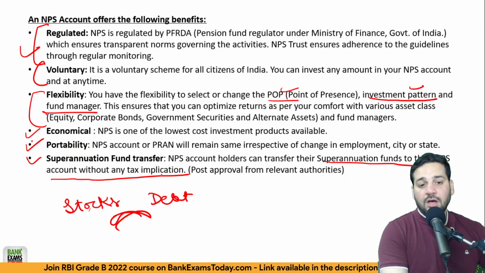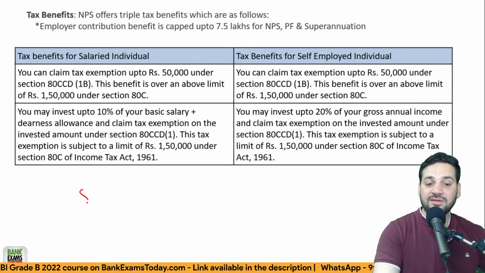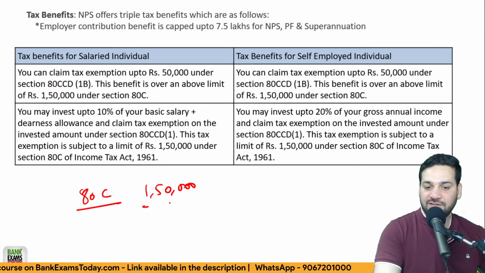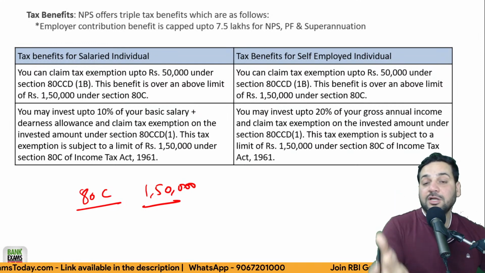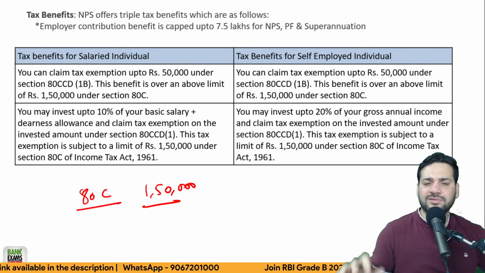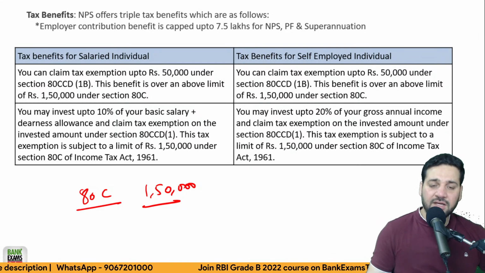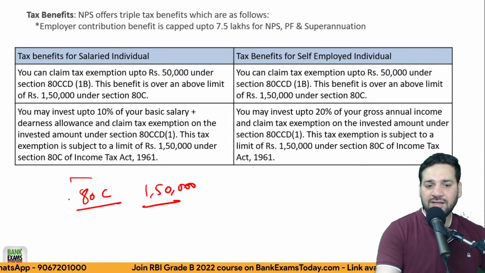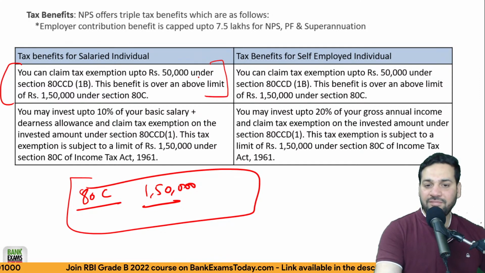Tax benefit, which is actually more important. See, under section 80C, you get 1,50,000 rupees tax benefit for making investment into mutual funds, 5-year FDs, ULIPs, life insurance, tuition fee. A lot of items are there. But this is over and above this 1,50,000 limit. So you get an additional benefit of 50,000.